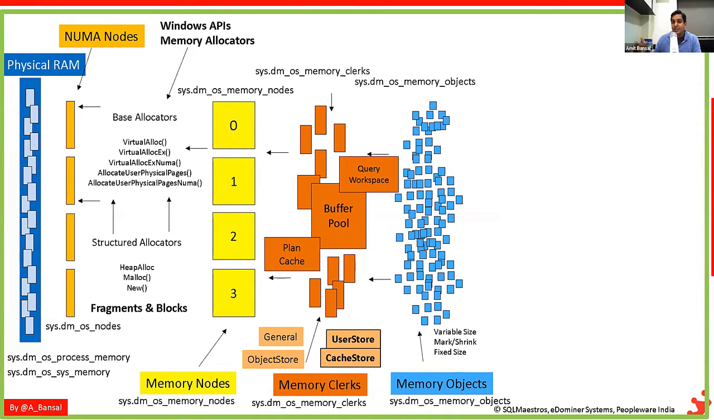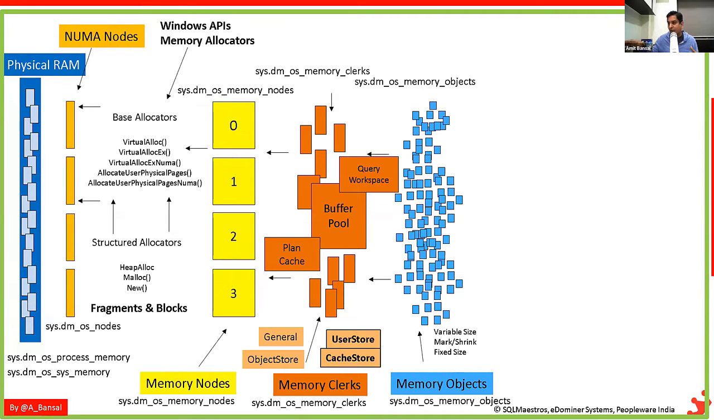Let's talk about memory objects. In the three-layered architecture, at the lowest level, you have memory objects. Memory objects are simply memory allocations that are being done via the clerks. So in simple words, when clerks have to allocate memory, they create hundreds and thousands of memory objects.